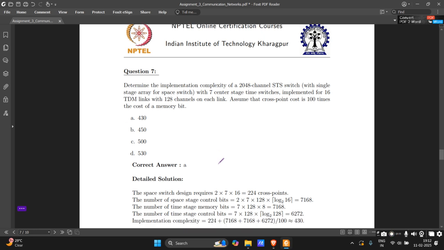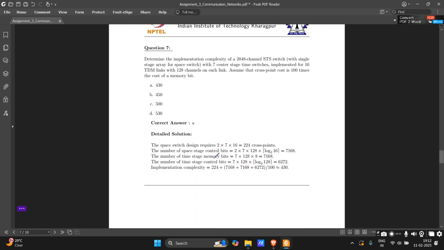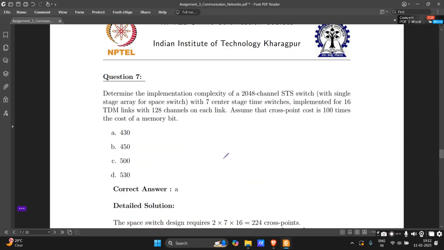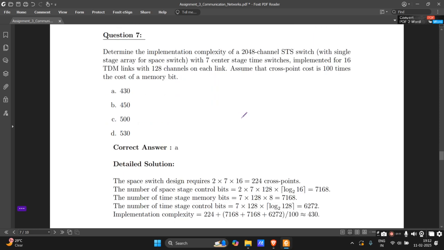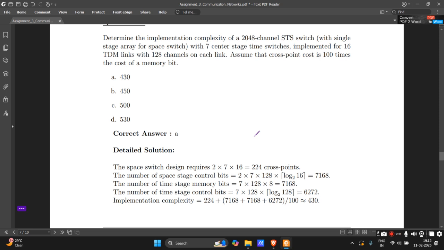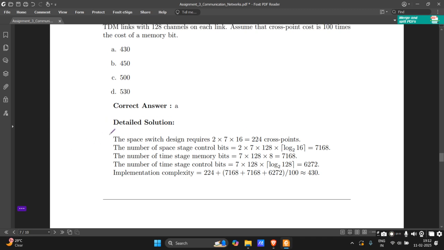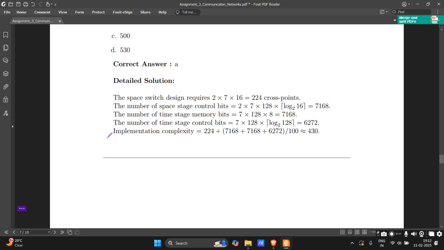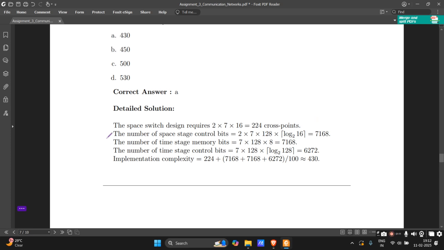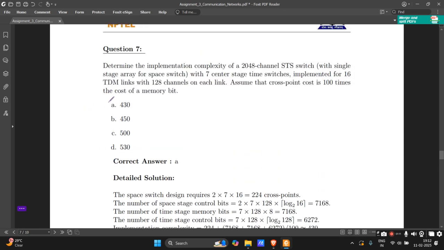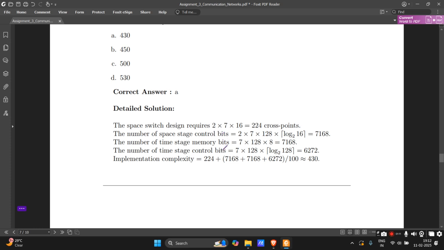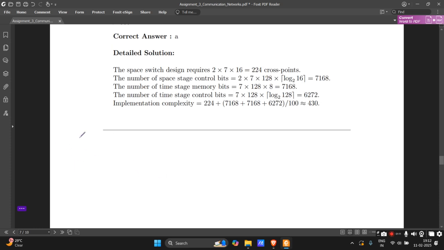Next is the STS switch. Again we have to do complexity analysis, but this time an implementation complexity analysis for an STS switch. Here you have 7 center stage time switches implemented over 16 TDM links with 128 channels on each link. Assume that a cross point cost is 100 times the cost of a memory bit. So how many cross points do you need? Number of actual cross points.